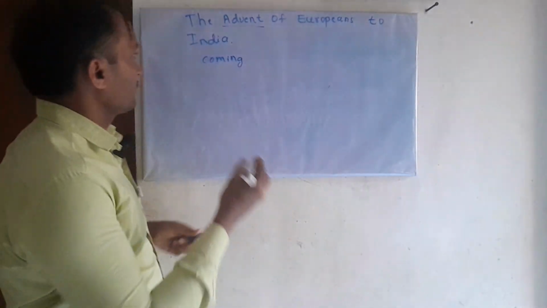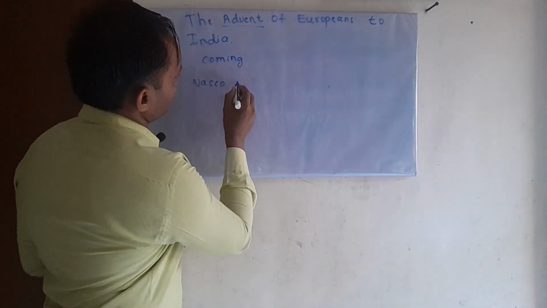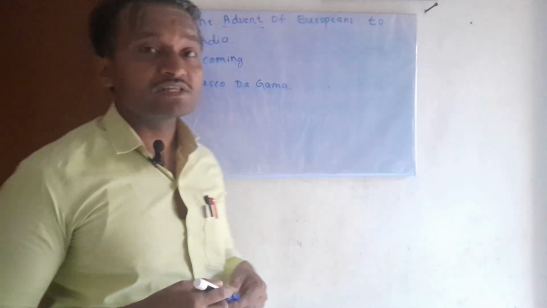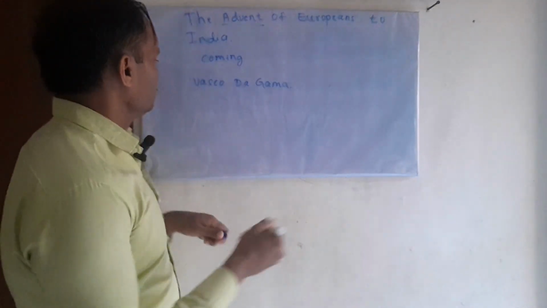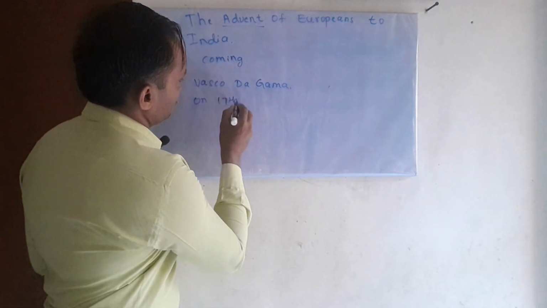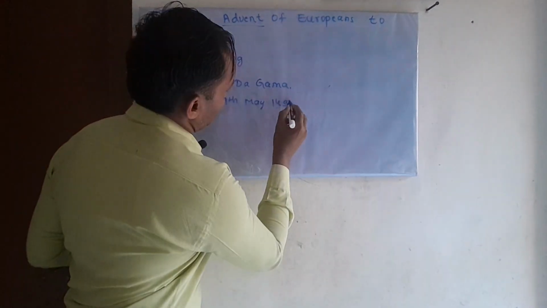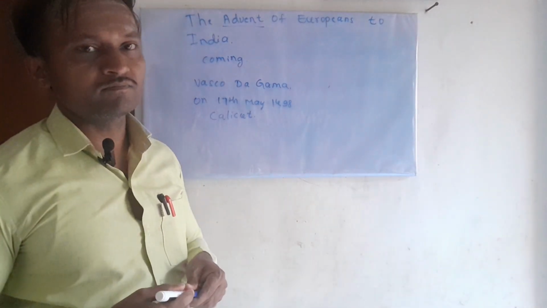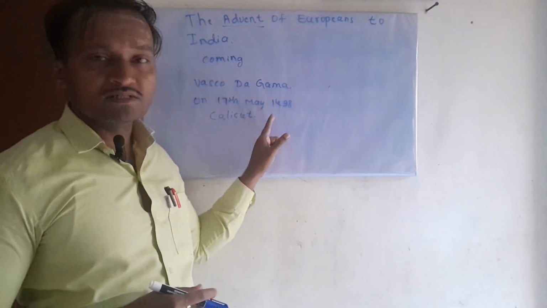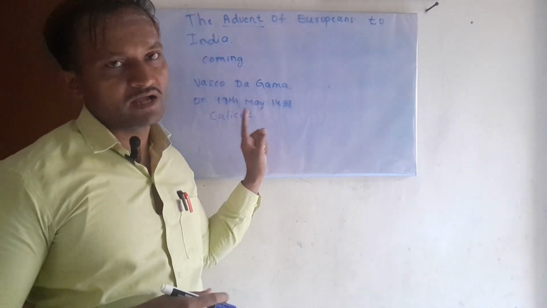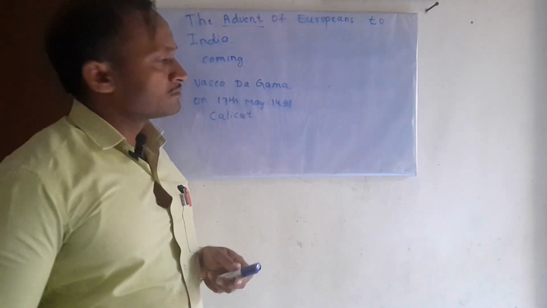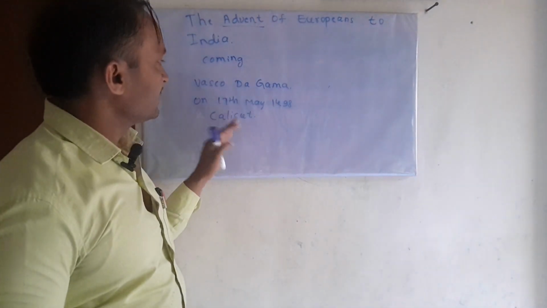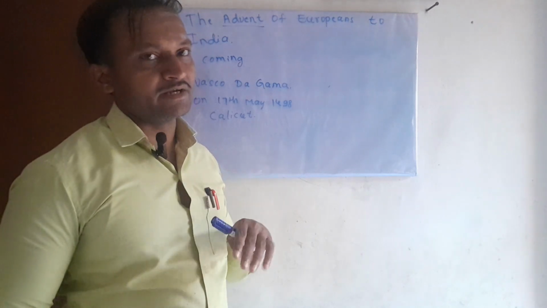Vasco da Gama, a Portuguese sailor, on 17th May 1498, reached Calicut in Kerala. Okay, this was the first sea route found to India by the Europeans. Vasco da Gama got permission from Jamorin, the king of Calicut, where he reached, permission to carry on trade.